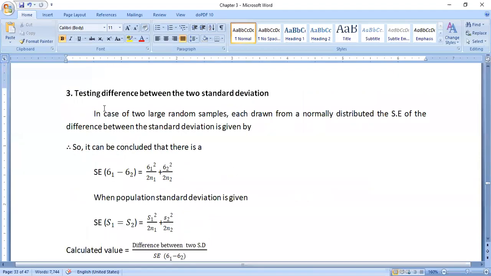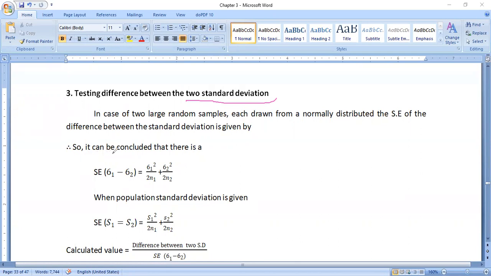Right. Testing the difference between two standard deviations. In the previous class we focused only on the mean, but here we are focusing on two standard deviations. Observe the formula: in the case of two large random samples, each drawn from a normally distributed population, the standard error of the difference between standard deviations is given by the following formula.